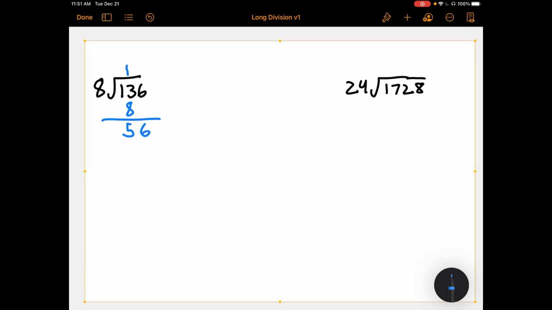So let's backtrack and explain how we got here. We tried to see how many times 8 could go into our first number 1. It could not, so we went to the next number and combined those two to make it 13. And we said, how many times can 8 go into 13? It can go in there one time evenly. So we did 8 times 1 to give us 8. And then we subtracted, 13 minus 8, to give us 5. And we carried down our 6.